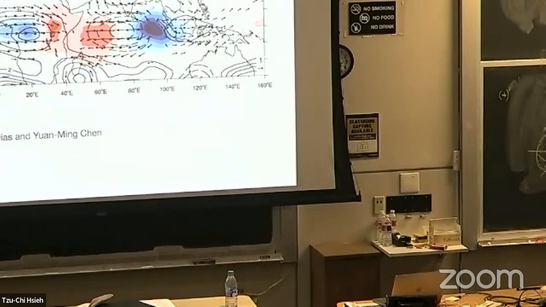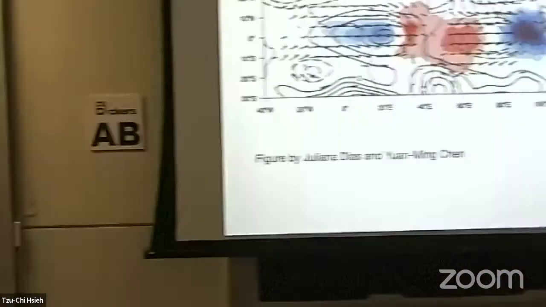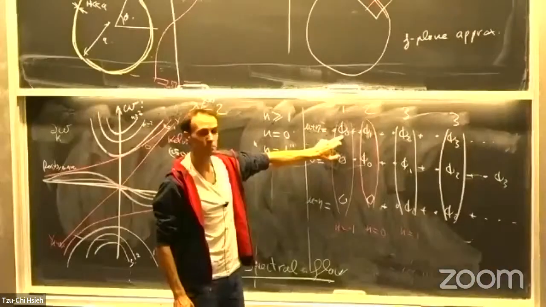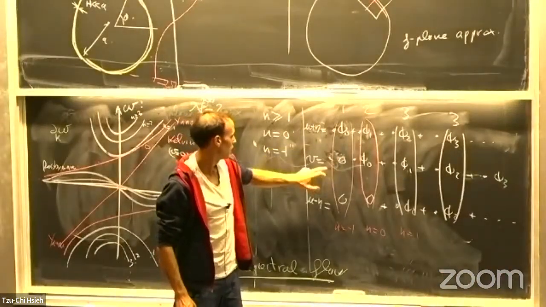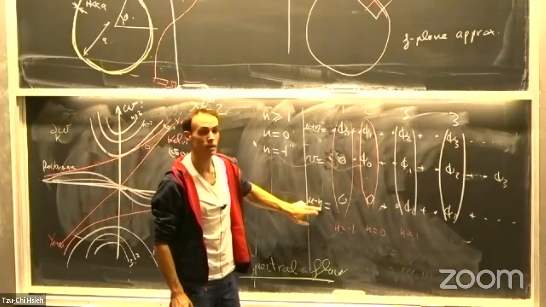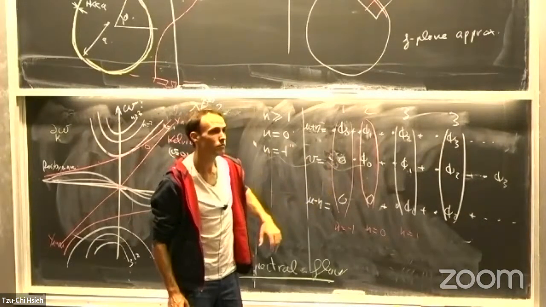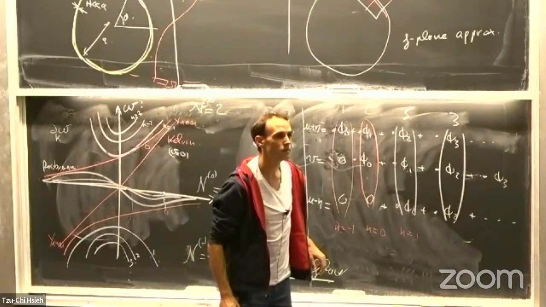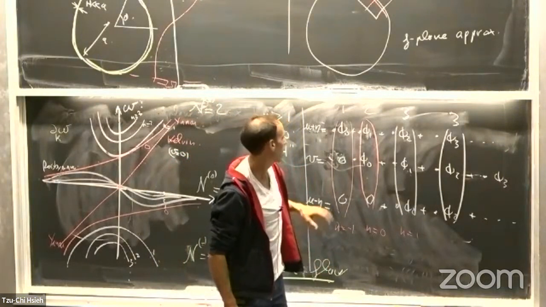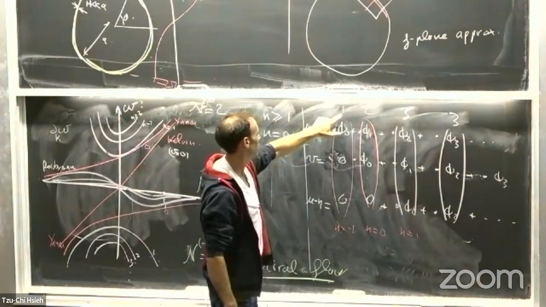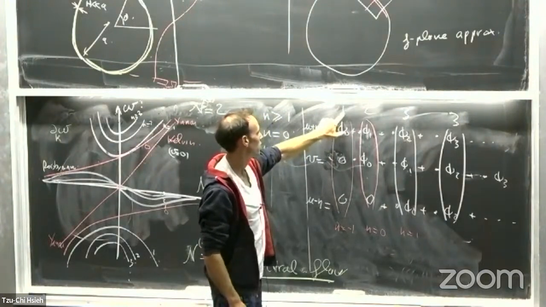The Kelvin wave is this one. So U plus eta are finite, V equals zero, and U equals eta. Here I said there is one mode.